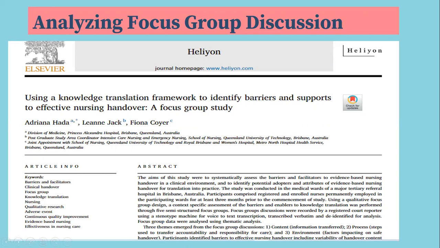So we may see here that using a qualitative focus group design, a context-specific assessment of the barriers and enablers to knowledge translation was performed through 5 semi-structured focus groups. Focus group discussions were recorded by a registered court reporter using a stenotype machine for voice-to-text transcription, transcribed verbatim, and de-identified for analysis. Focus group data were analyzed using thematic analysis. So this is a focus group discussion.